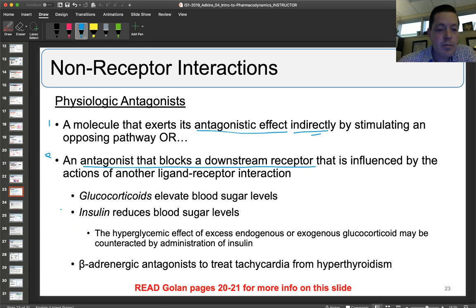Okay, a good example of this might be glucocorticoids. We know glucocorticoids elevate blood sugar levels, but for instance, insulin reduces blood sugar levels. That's an example of this first one here. Okay, it's antagonizing the effect of another.